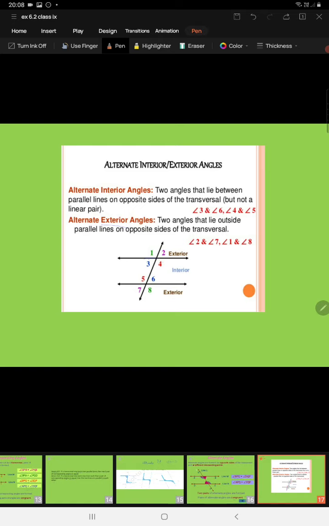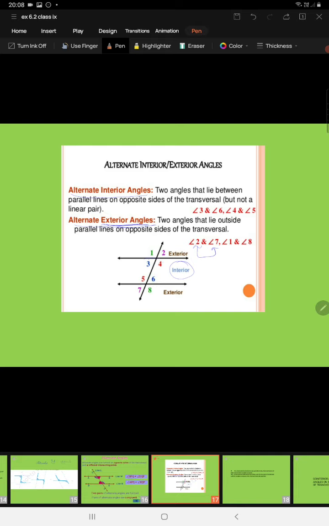Then alternate angles can be categorized into another two. That is, they can be alternate interior as well as alternate exterior angles, as 3, 6, 4 and 5 lie in the interior part of these two parallel lines. Angles 1, 2, 7, 8 lie in the exterior part. So angle 2 with angle 7, they are alternate exterior angles.